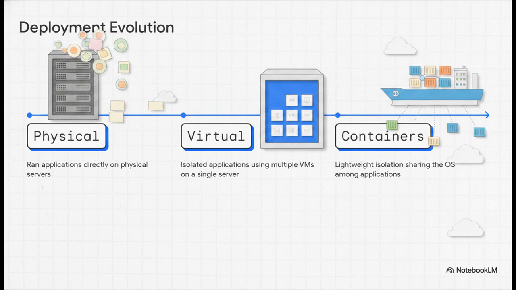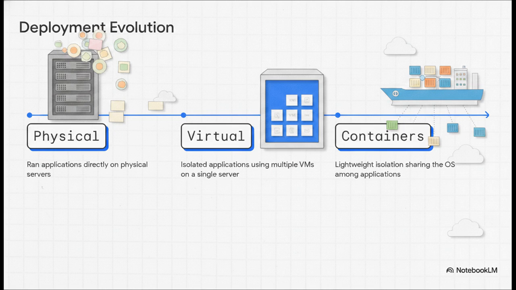Then, we moved to virtualized deployments, using virtual machines. This isolated applications and better utilized the CPU. But VMs are really heavy, right? Each one requires its own full operating system. Finally, we arrived at the container era. Containers are lightweight. They share the OS among applications while keeping their own file system, CPU, and memory space. They decouple apps from infrastructure, making them totally portable across clouds.